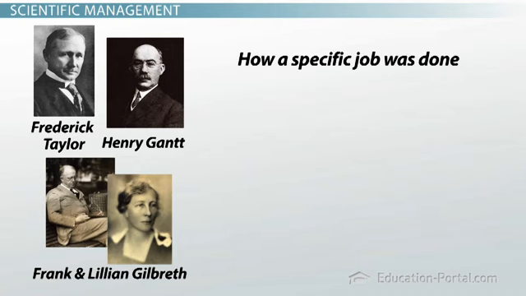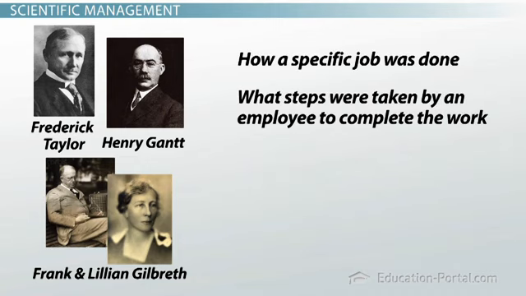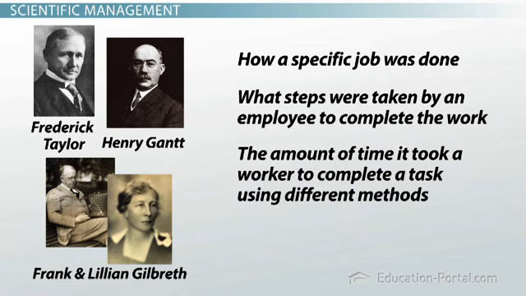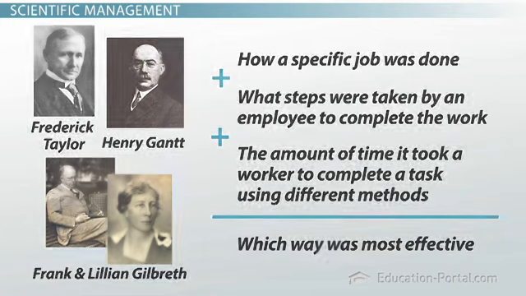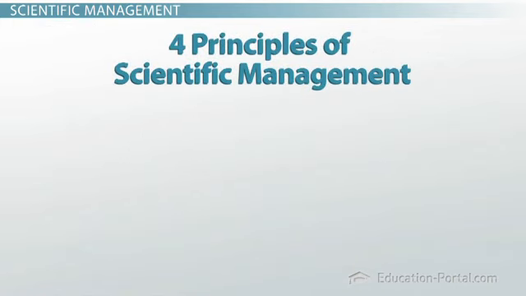Classical scientific theorists such as Frederick Taylor, Henry Gantt, and Frank and Lillian Gilbreth spent their time researching how a specific job was done, what steps were taken by an employee to complete the work, the amount of time it took a worker to complete a task using different methods, and then used this information to determine which way was most effective. The result of this research led to the development of 4 principles of scientific management.